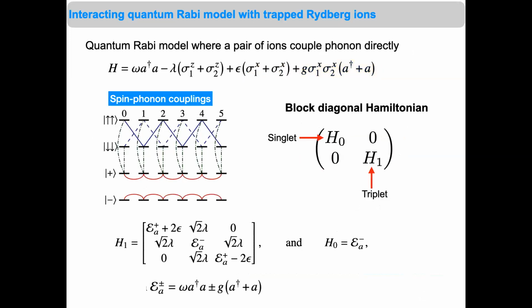But there is the non-trivial case where we do not neglect this epsilon term. In this case, the triplet sector is coupled, and the singlet sector of the pair of spins is decoupled from it. So we do have a block diagonal form, where the singlet and triplet spin sectors decouple from each other, and this is the form of H1 and H2 corresponding to the triplet and singlet sectors. So this part can be trivially solved. And this part actually is not so trivial.